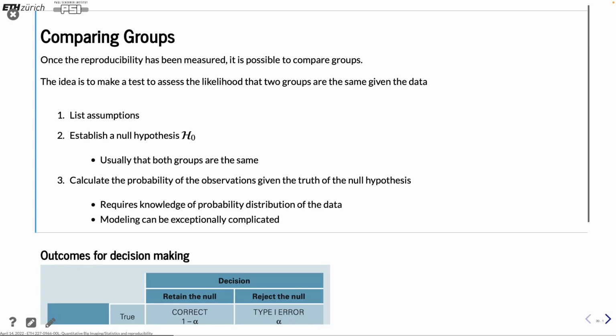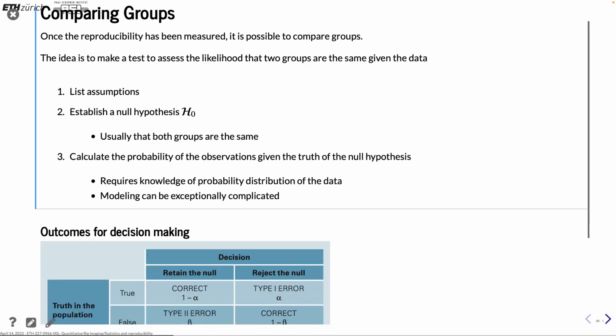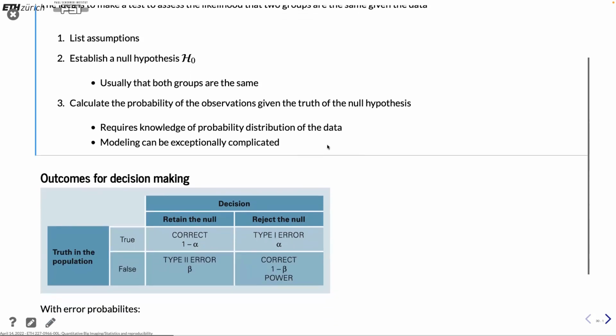And that is actually a problematic thing, because modeling of this can be very complicated. But very often, with many measurements, you assume that you have some Gaussian distribution due to the law of large numbers. And the outcomes of a decision making are different depending on what you want to decide.